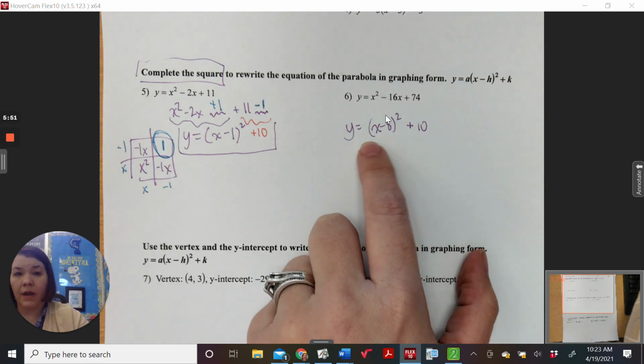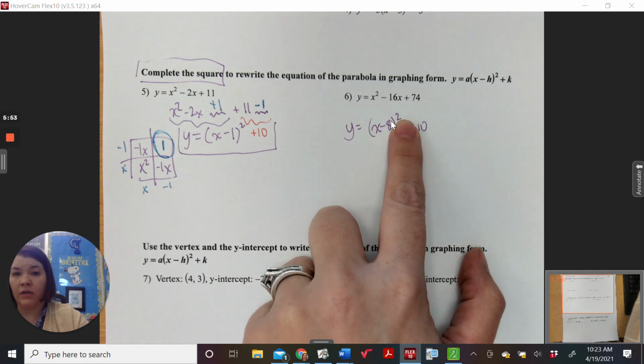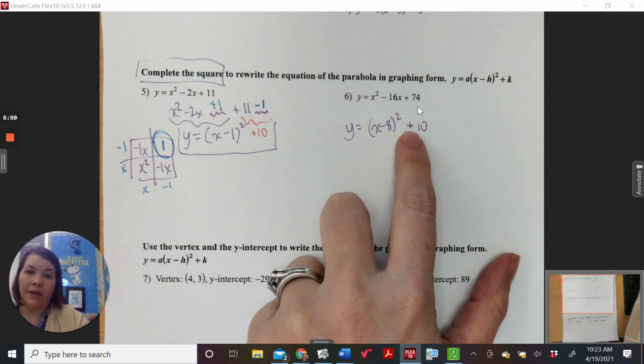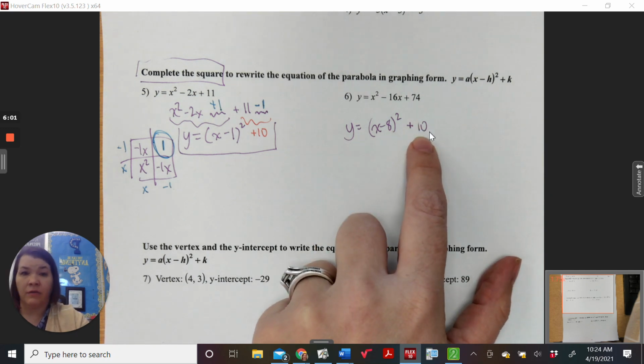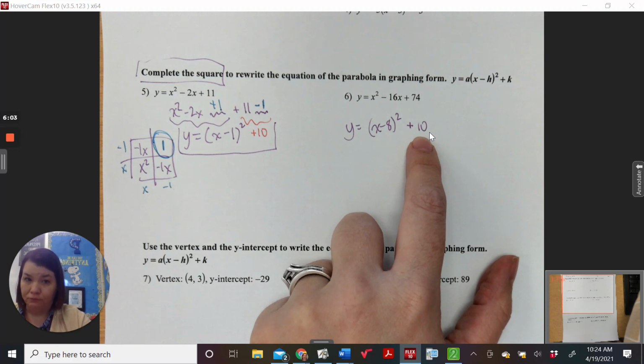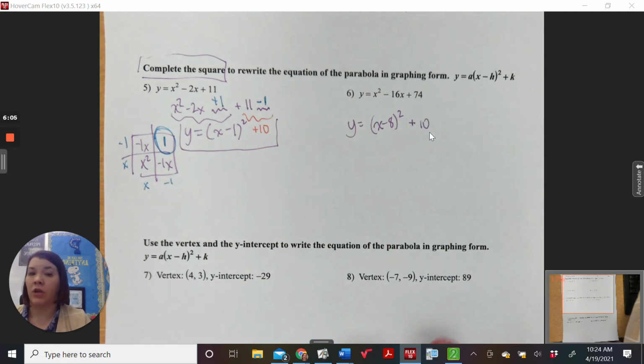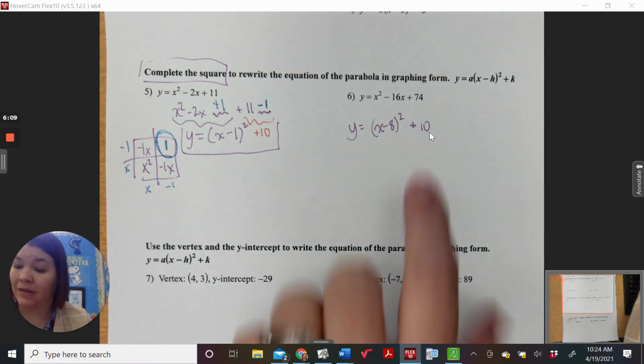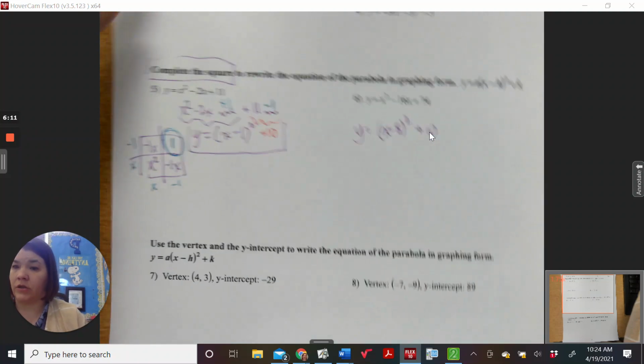So you'll see that I have y equals x minus 8 quantity squared. Half of 16, which went here and here, that was 8 and 8, both negative. 8 times 8 is 64, so I subtracted 64 from 74 and got 10. And again, that's just so you can check your work. You need to be doing them on your own. I'm not going to write the work down. So do your best. This needs to have work attached to it.